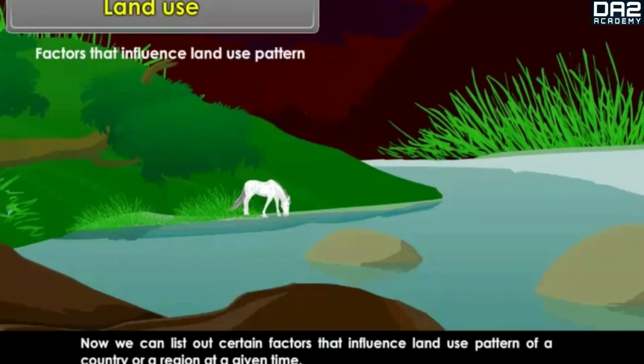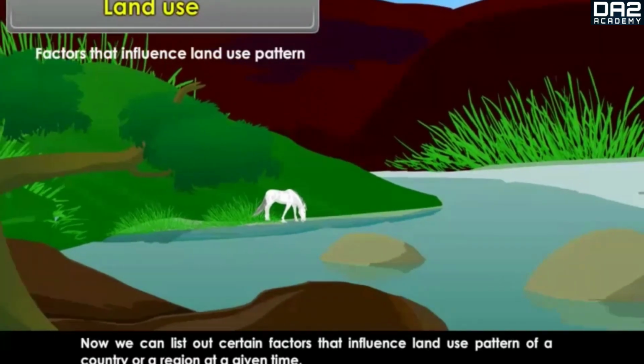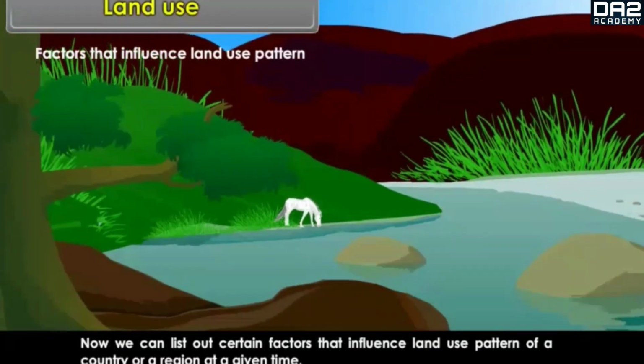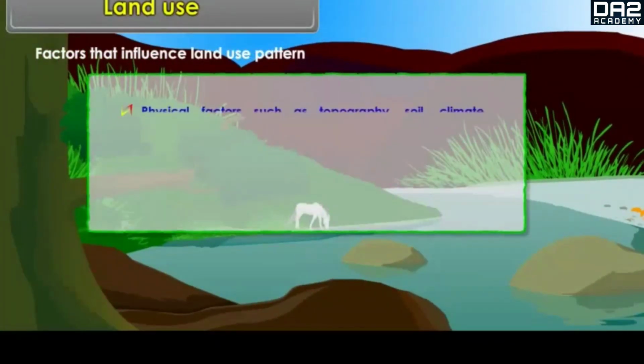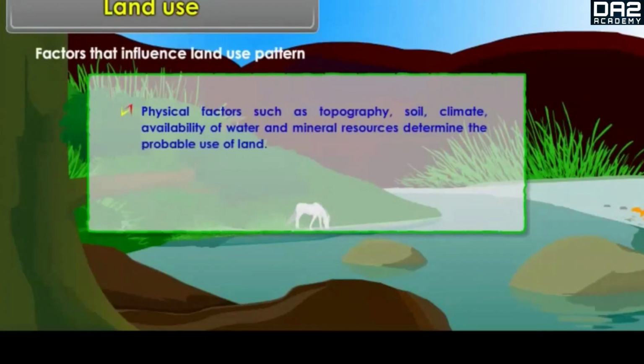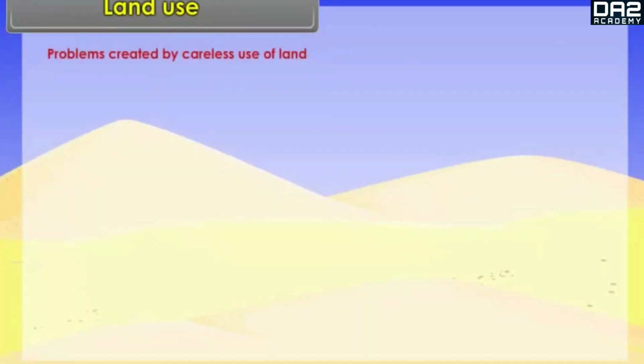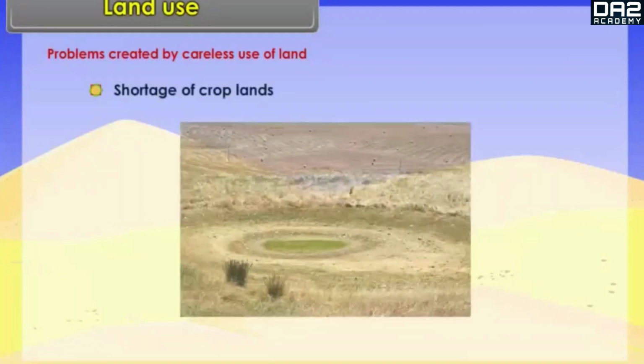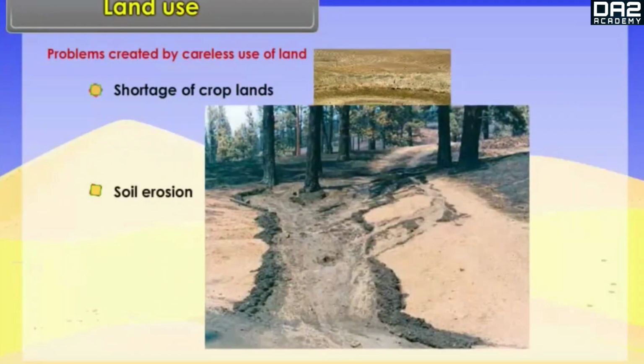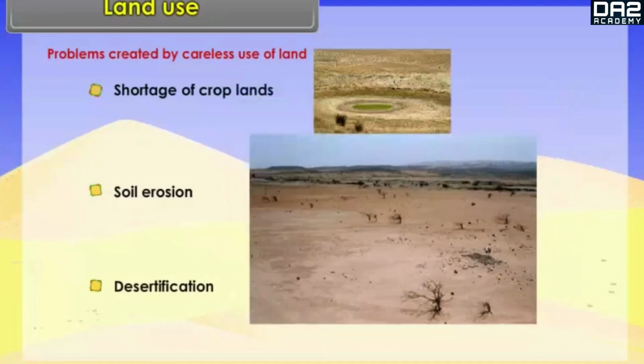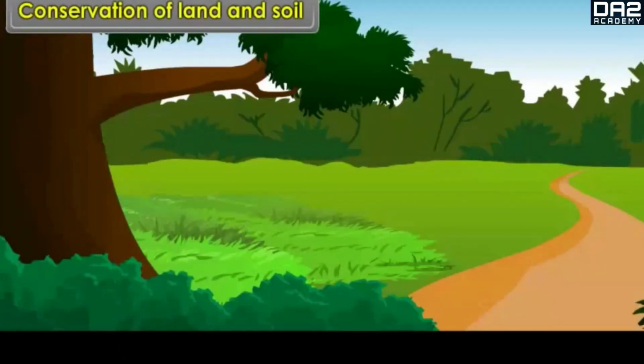Now, we can list out certain factors that influence land use pattern of a country or a region at a given time. Physical factors such as topography, soil, climate, availability of water and mineral resources determine the probable use of land. Economic and human factors are also important. Can you list certain serious problems that are created by careless use of land? Shortage of croplands, soil erosion, desertification, conservation of land and soil.